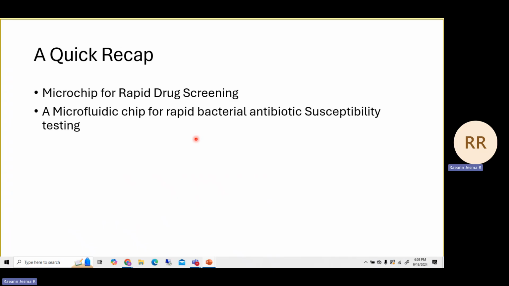A quick recap regarding what was covered in week 8. In week 8, we had content regarding the microchip for rapid drug screening and also a microfluidic chip for rapid bacterial antibiotic susceptibility testing. In the case of the rapid drug screening, what we were looking into was the drug screening for cancer cells.